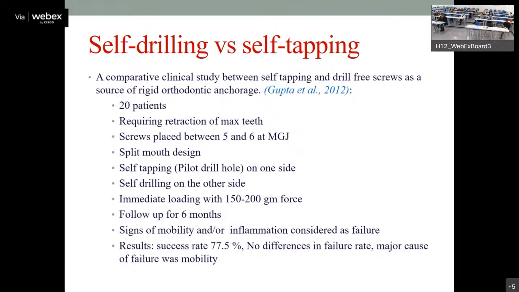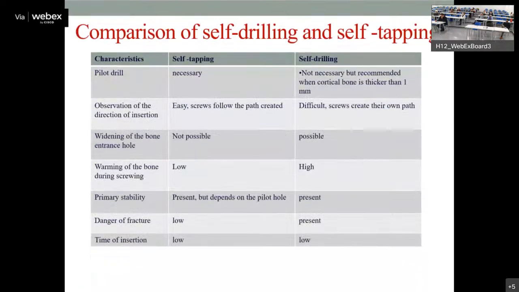They reported a relatively high success rate, which was around 78%, and they found no difference between those two techniques in terms of failure rate. And the major cause for the failure was the screw mobility. So if we are going to compare between self-tapping and self-drilling, do we need pilot hole for self-tapping? Yes, it is necessary. It is not necessary for the self-drilling unless the cortical bone thickness is high, higher than 1 millimeter. In this case, there's a risk of a fracture for the micro screw, so it's preferable to prepare pilot hole and use self-tapping technique.